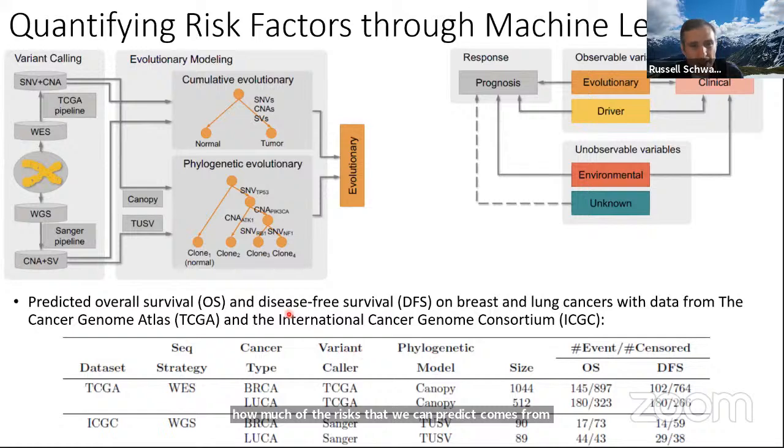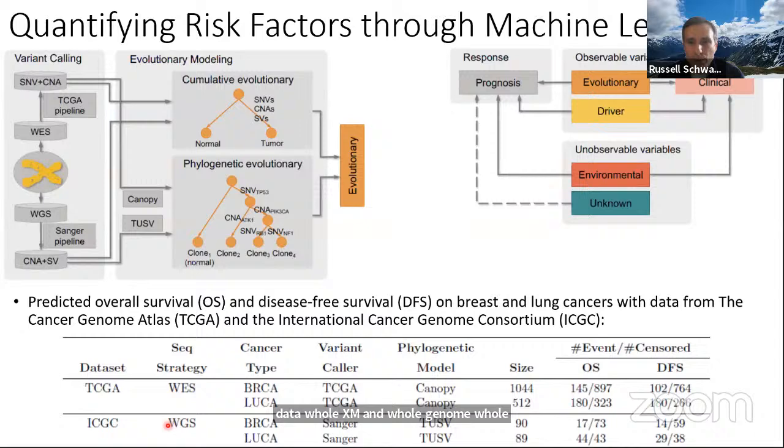We ask this in a number of different variations using two data sources: the Cancer Genome Atlas that we heard about in the previous talk, and the International Cancer Genome Consortium, a large international consortium, both of which are providing large amounts of tumor data. And we asked this question in a few different variations. We looked at two kinds of sequence data, whole exome and whole genome.